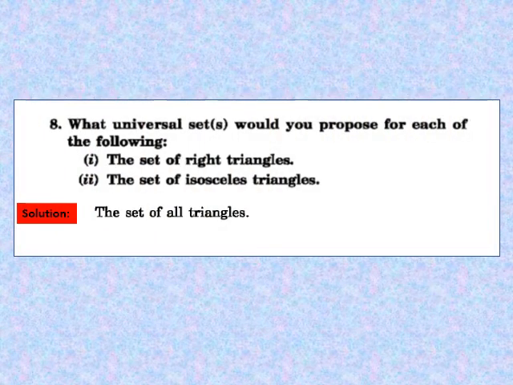Next is question number 8. What universal set or sets would you propose for each of the following? The set of right triangles and the set of isosceles triangles. While explaining, I have told you the universal set must contain all the elements of the given set. So here we have the set of right triangles. Now if I write the set of all triangles, it will include acute angle, obtuse angle, isosceles, equilateral, scalene, right triangle, whatever is there. So all the triangles will be in the set of all triangles. So this set of all triangles will include right triangles and isosceles triangles. So that set will act as the universal set for the set of right triangles and the set of isosceles triangles. Clear? So pause and note down the solution.